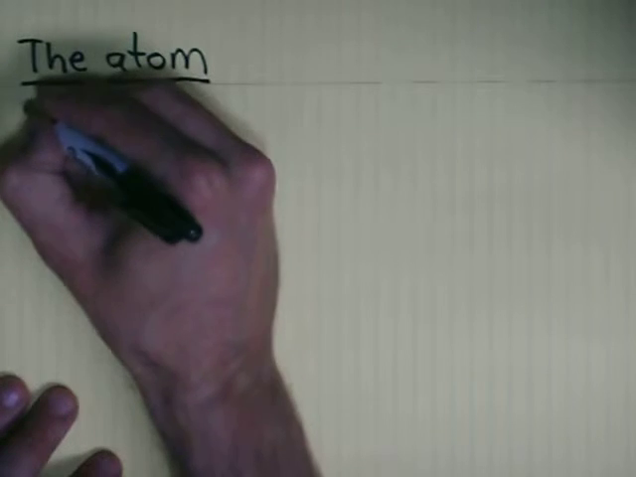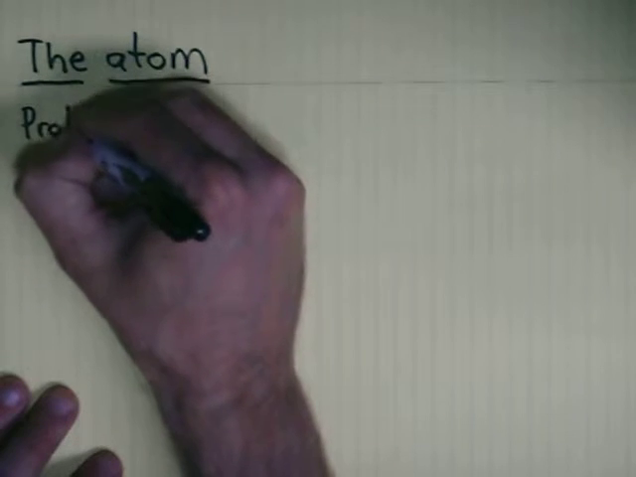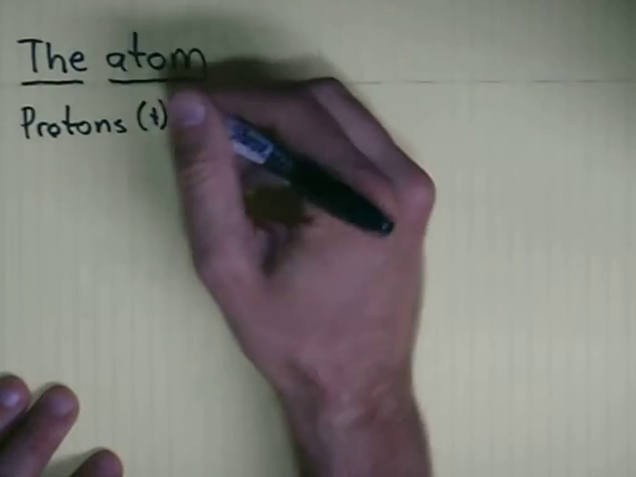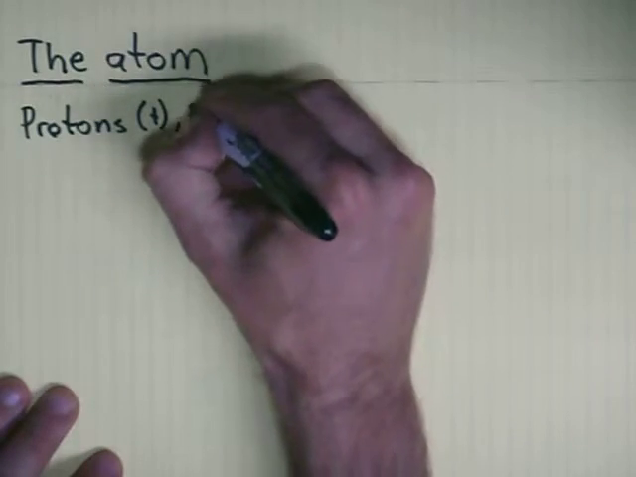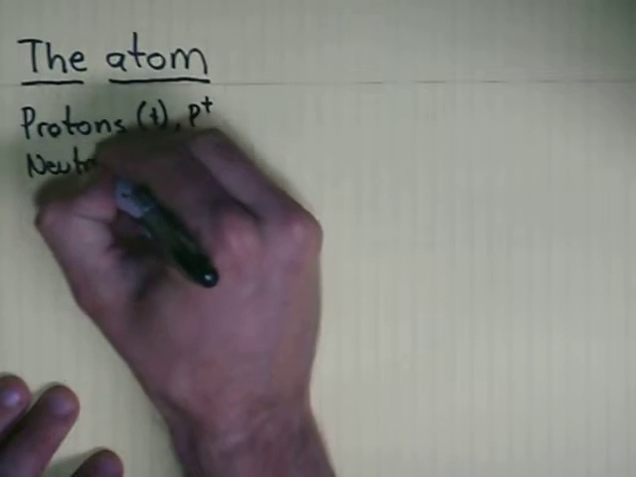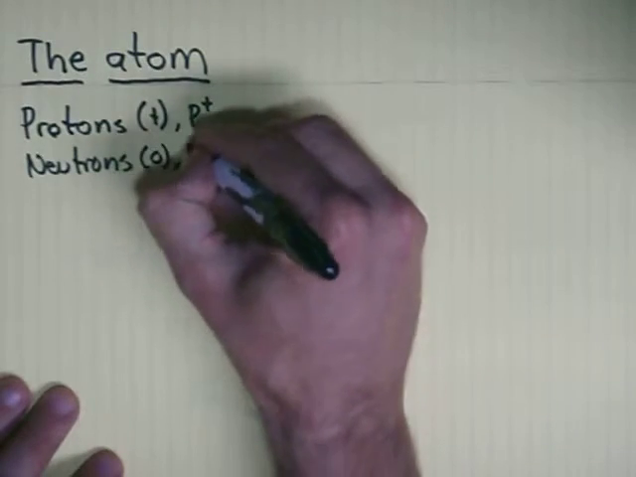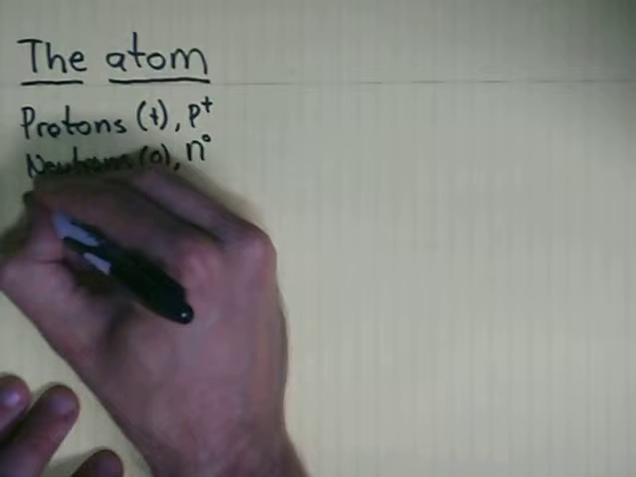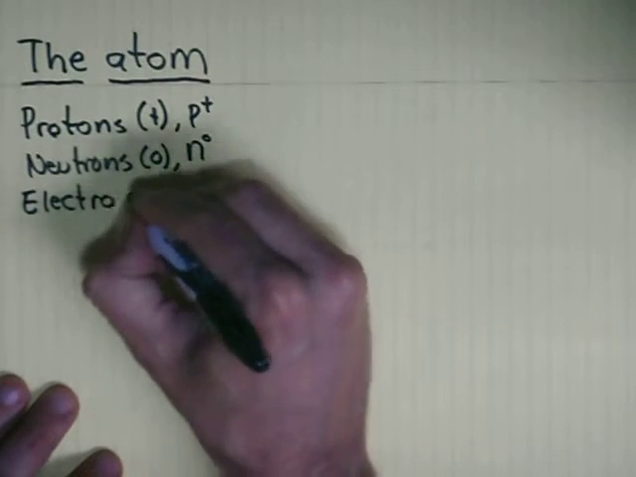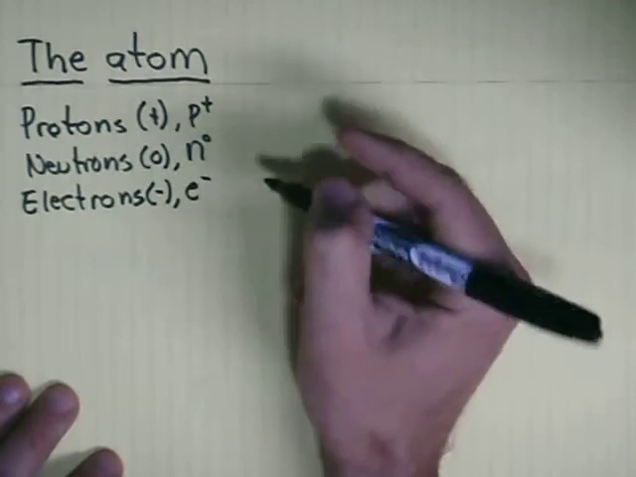They're subatomic particles. We have protons, which have a positive charge, sometimes written P+. Neutrons, which have no charge, sometimes written N0. And then finally, electrons, which have a negative charge, written E-.